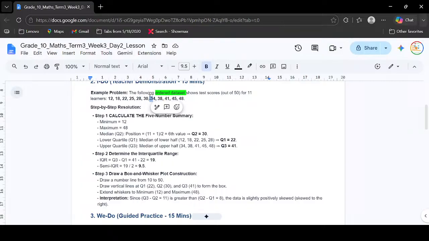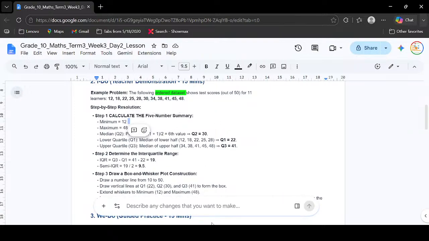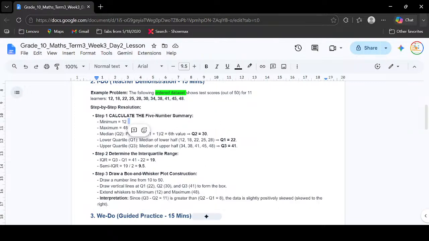And then we have our lonely person, which is 30. Because this one is alone, it doesn't go with anyone. It's going to be our Q2. So we write it down: what is our Q2? Our Q2 is 30.